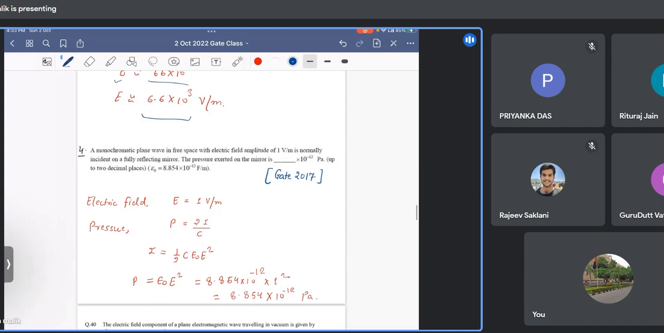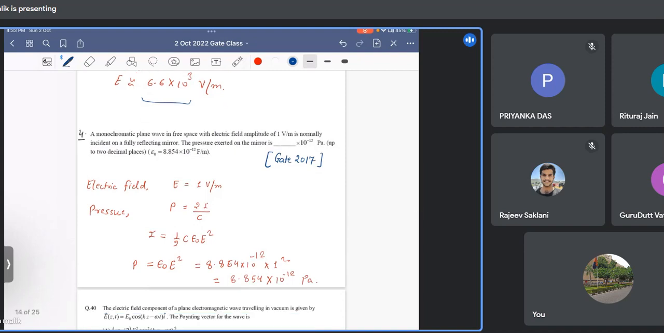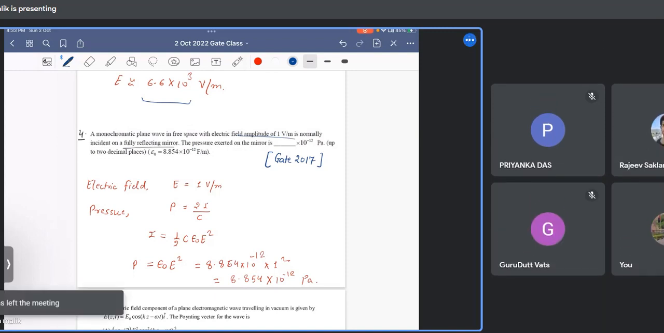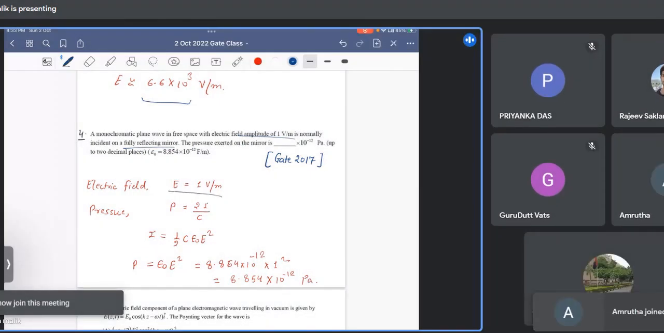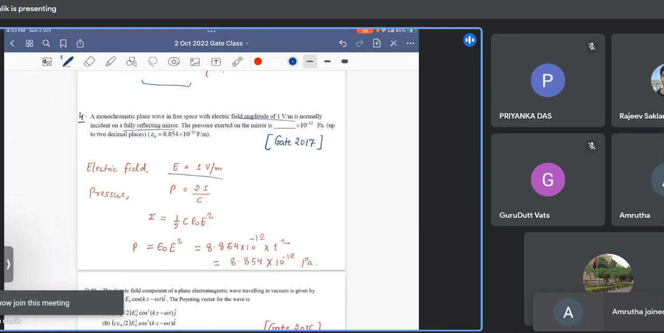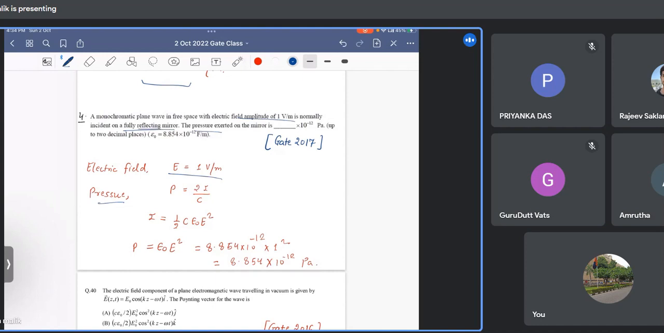So mostly formula-based questions like this you are going to encounter, with very little conceptual change. Now this is question number 4 in the GATE 2017 exam. A monochromatic plane wave in free space with electric field amplitude 1 volt per meter is normally incident on a fully reflecting mirror. The pressure exerted on the mirror is asked. In this case, the electric field is given, which is 1 volt per meter, and we have to find the pressure. And it is a fully reflecting case.